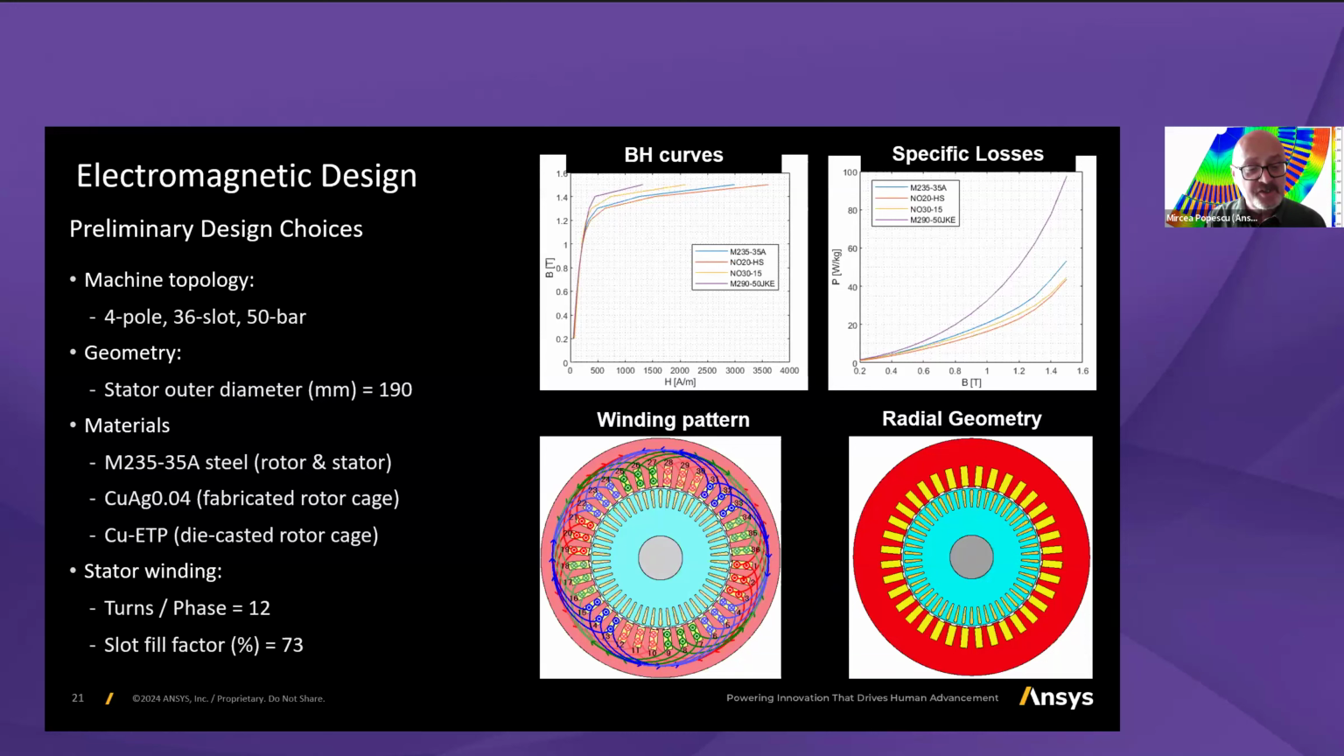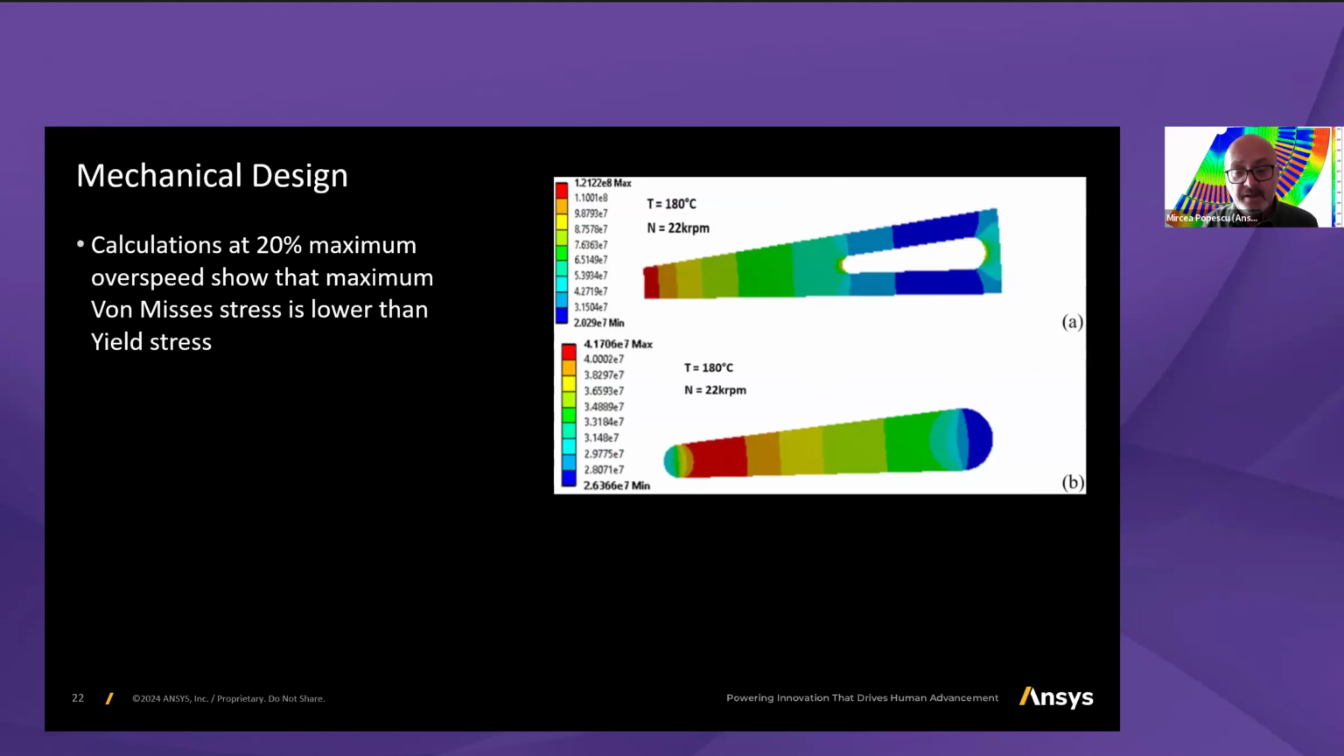Some information about the turns per phase. There were 4 layers in the winding per slot. A good slot fill factor reported there. From the mechanical point of view, this machine was designed to run to over speeds up to 24,000 RPM, with a maximum rated value of up to 20,000 RPM.